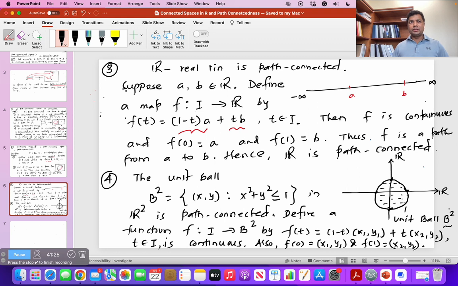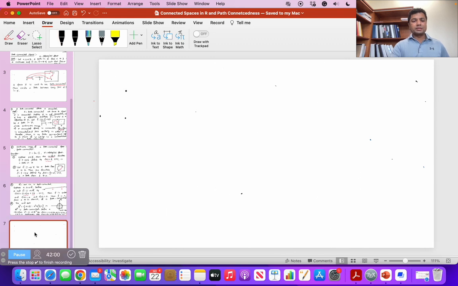In fact, if you consider the ball in higher dimensional space, like, we are considering R2, but if you consider the ball in R3, it's like a sphere, every point on the sphere and also inside the sphere. So it's kind of like a solid sphere. That's also going to be path connected. So even if you take the ball in higher dimensional space, the ball is going to be a path connected space. So this is one of the popular examples of path connected space.